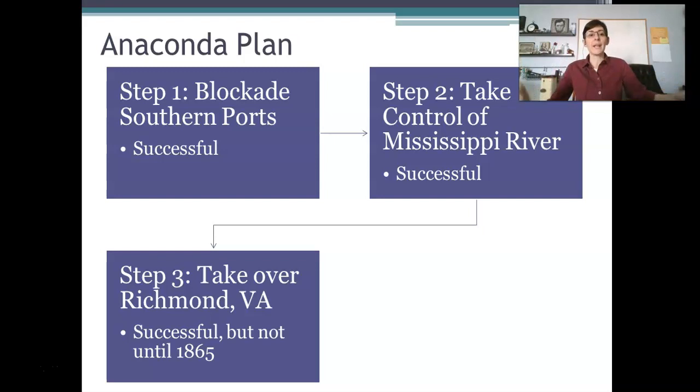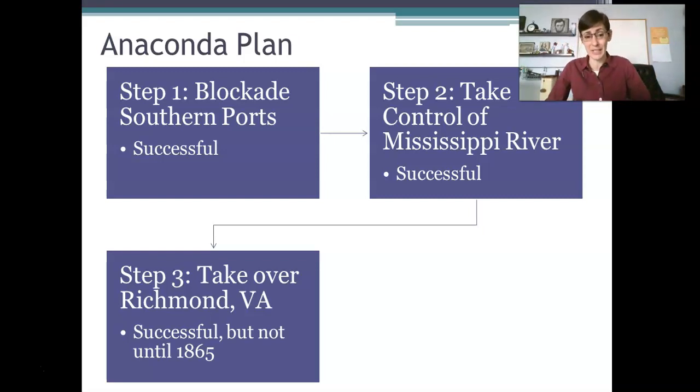So, what's the Anaconda Plan? Three steps. Step 1, blockade the southern ports. They did that relatively quickly. Yes, successful. Step 2, take control of the Mississippi River, effectively splitting the Confederacy in 2, right? Which was also successful. Now, step 3, that's going to take time.